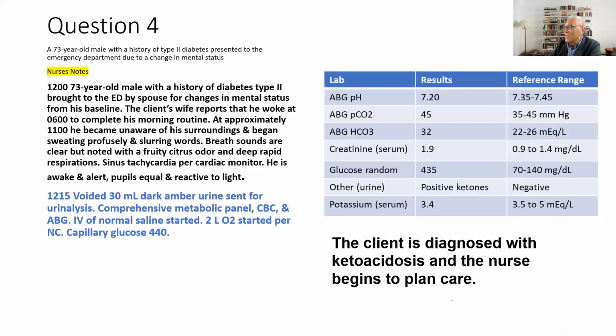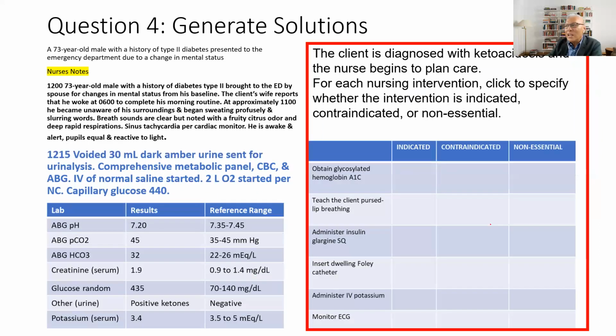Okay. So the client is diagnosed with ketoacidosis and the nurse begins the plan of care. And this is the next question. The client is diagnosed with ketoacidosis. For each nursing intervention, click to specify whether the intervention is indicated, contraindicated, or non-essential. Okay.